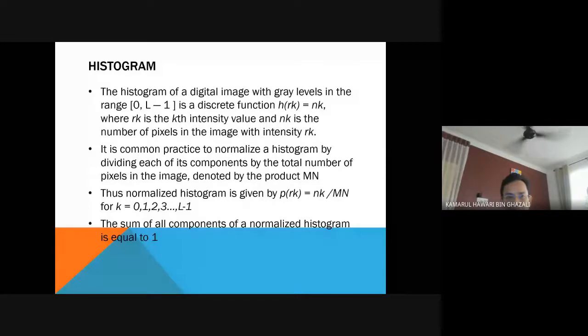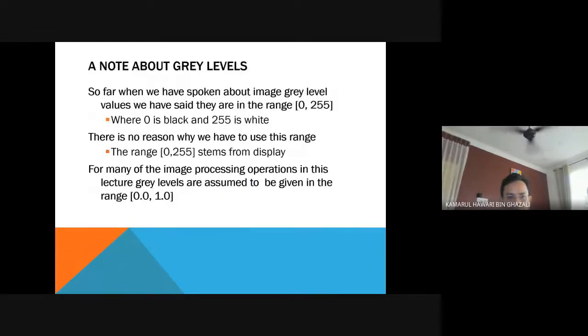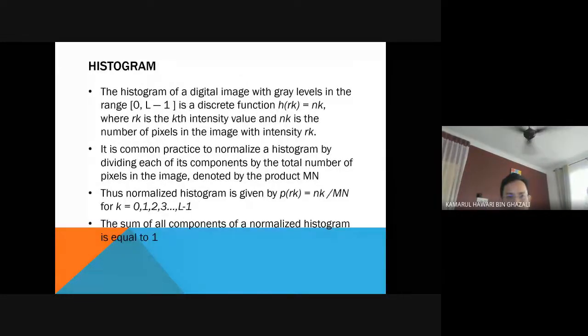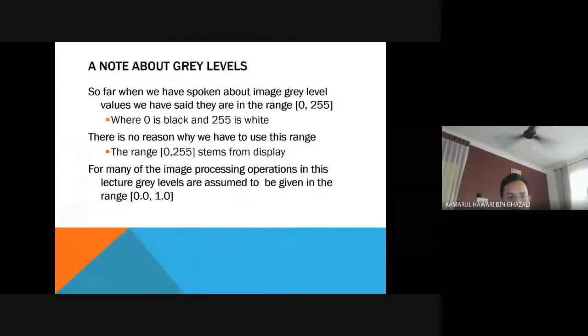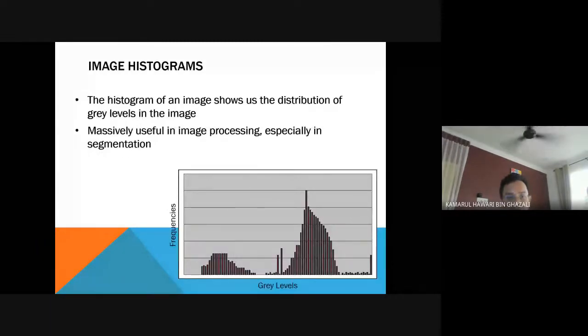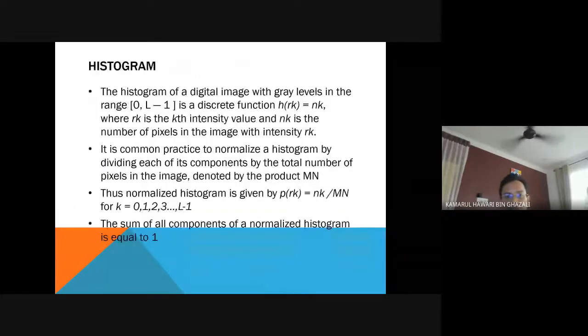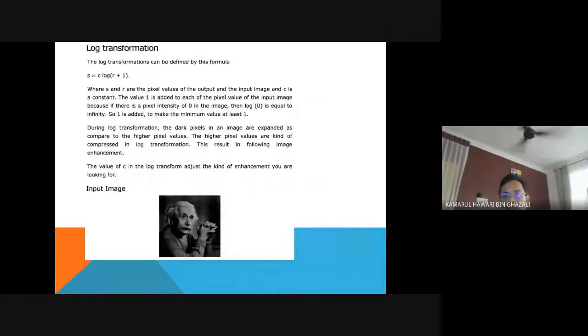Histogram is also spatial domain or spatial analysis or direct manipulation to the image. So what is histogram? Histogram is a definition dia. Show us the distribution of gray level in the image. Distribution of gray level. If you have image macam ni kan, Einstein ni, you want to see the distribution of pixel value kan?